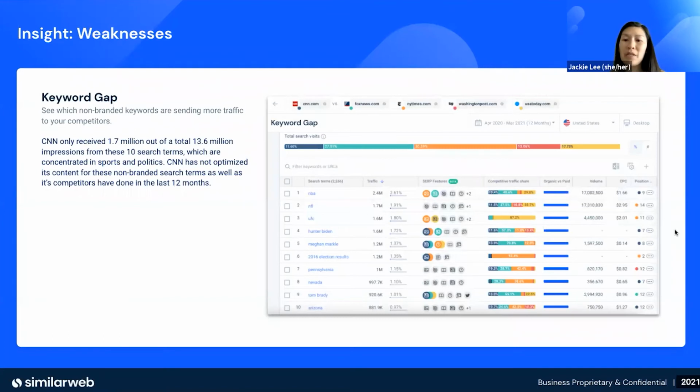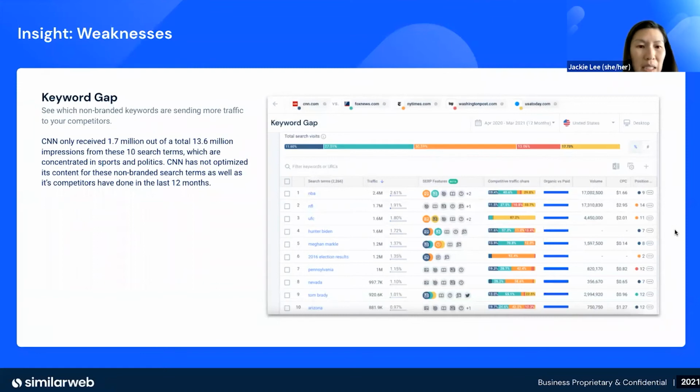So moving on from strengths, what are some weaknesses that CNN can be looking at? This is something that's fully within their control. And what we've got here is a keyword gap screen. What Similarweb can do is see which keywords, branded and non-branded, are sending more traffic to your site or your competitor sites. And this specifically highlights those keywords that are sending more traffic on average to Fox News, New York Times, Washington Post, or USA Today than CNN.